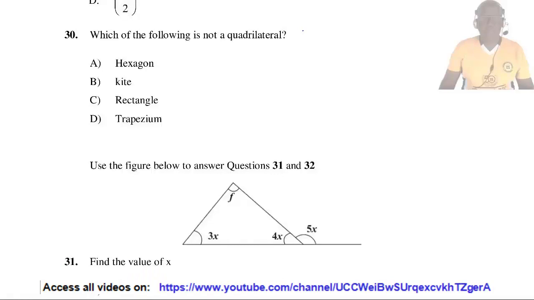Question 30. Which of the following is not a quadrilateral? The answer is A, hexagon.